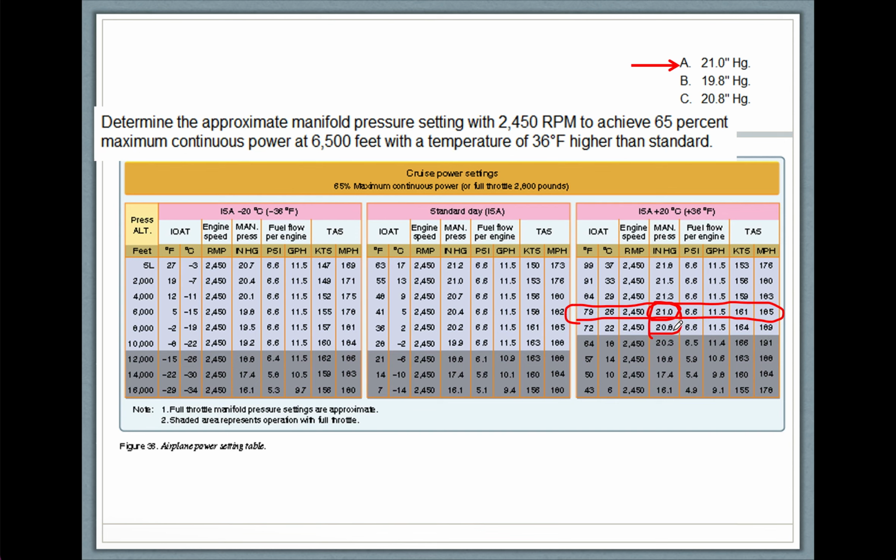20.8 is wrong because that is at 8,000 feet, which is farther away from our target altitude than 6,000. So that's the closest answer. And once again, technically the answer would have been 20.95, which would round up to 21 anyway.